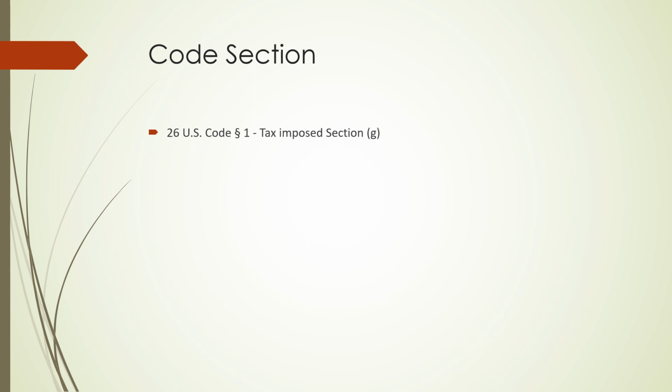So first off, what is the code section for this? This actually falls under the 26 U.S. Code 1, Tax Imposed, Section G. Kiddie tax is almost like the slang term. Code 26 is all federal tax law, so there are a bunch of different sections in this, and we're going to focus on G, which is where kiddie tax falls under.